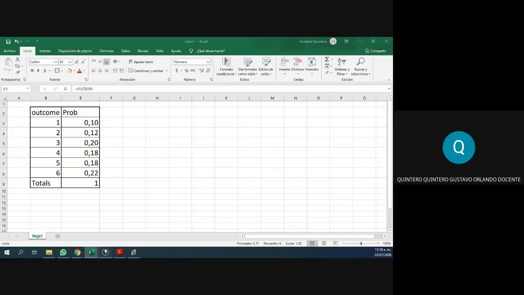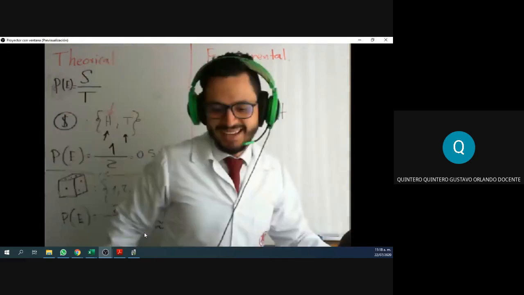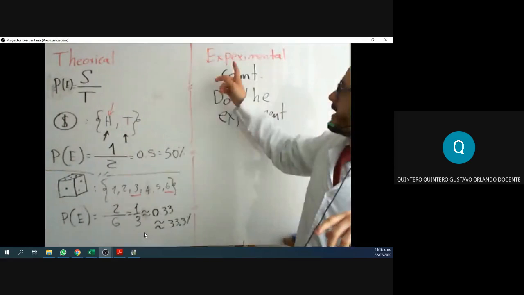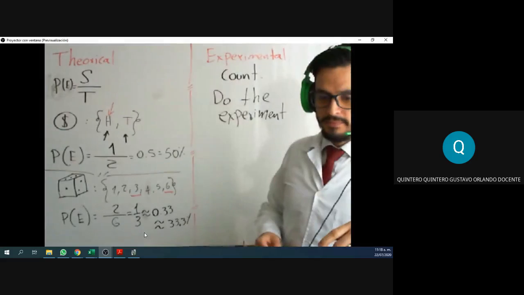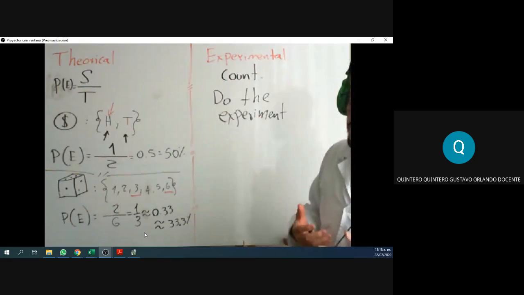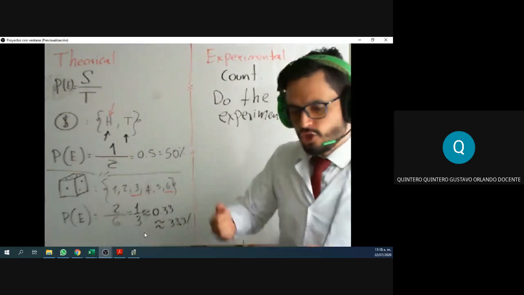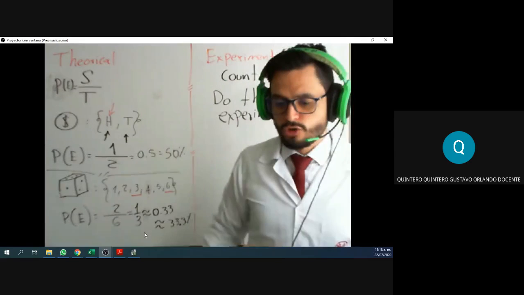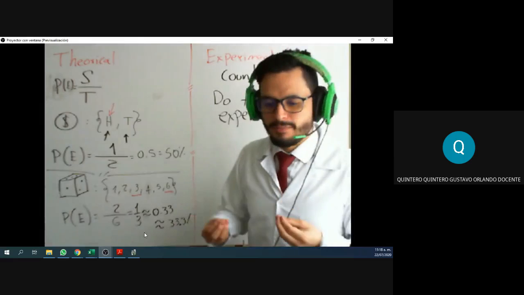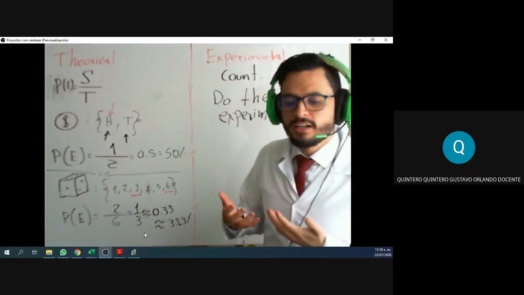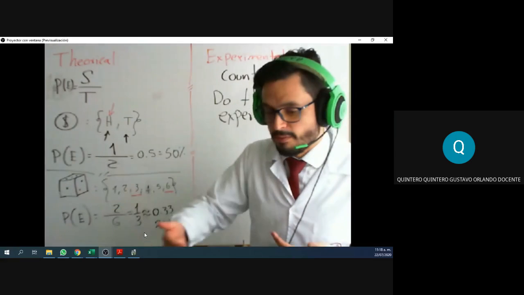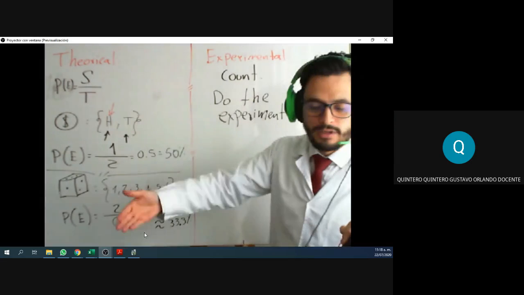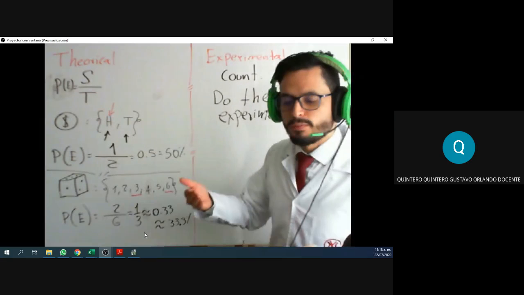All right, guys. What we just did, that is experimental probabilities. The idea behind experimental is that you actually do the experiment. You take the coin and you toss it, or you take the dice and you throw it. Every single time you do experimental probabilities, you're going to have to count your results, do a tally, and then count. That way, you can find probabilities.